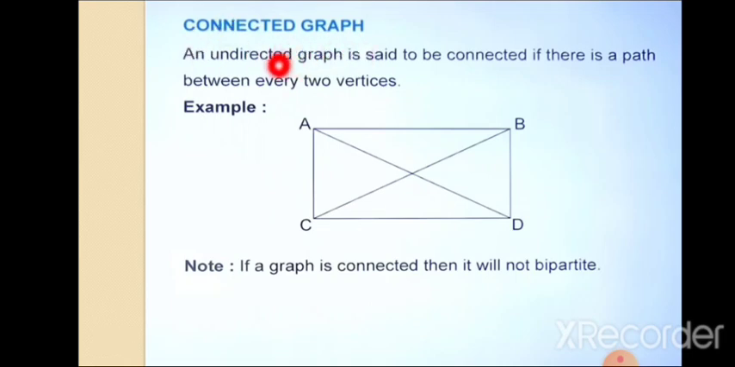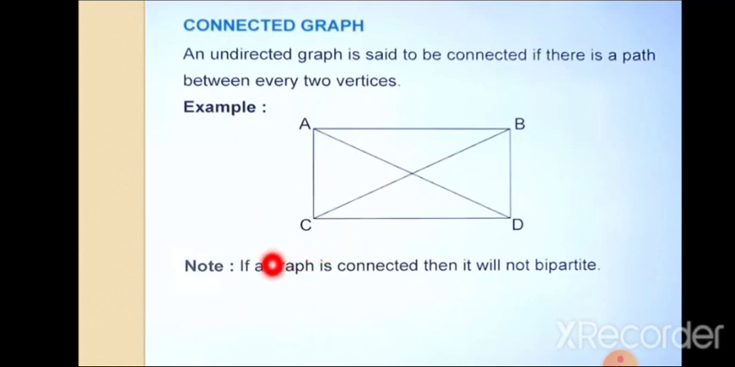Connected graph. An undirected graph is said to be connected if there is a path between every two vertices. Like if we take A, then there is a path from A to B, there is a path from A to D, there is a path from A to C. Similarly for B also we have B to A, B to C, B to D, and similarly for all we have a path between every two vertices.